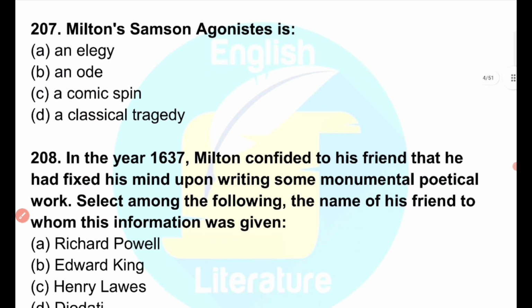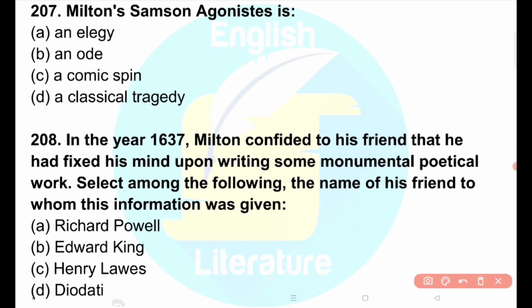Milton's Samson Agonistes is a closet drama. Option D. It is a classical tragedy written in the style of Greek tragedies by Sophocles and Aeschylus, which means it's better suited for reading than performing, a closet drama.